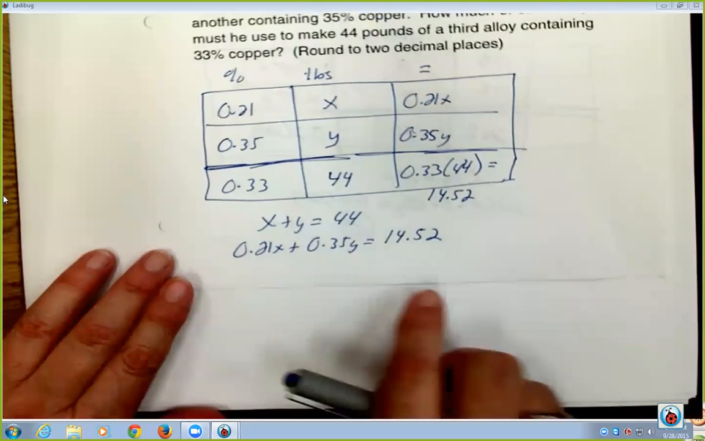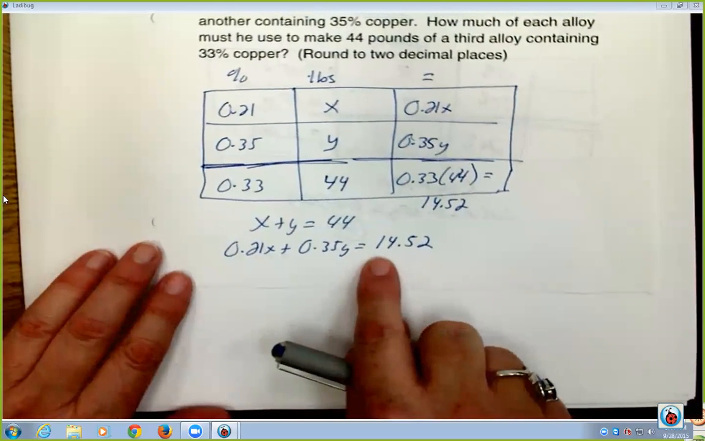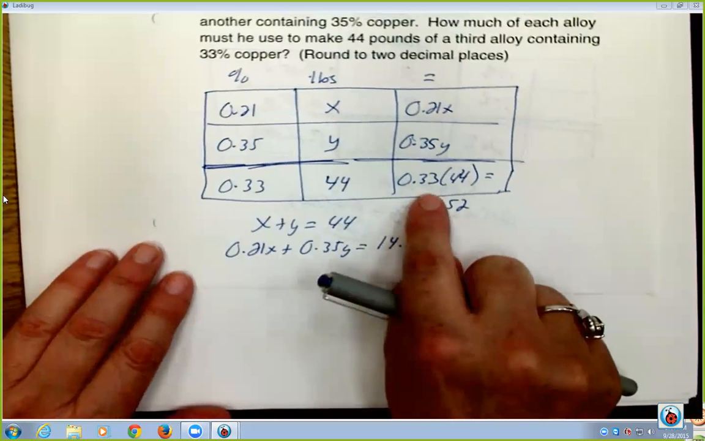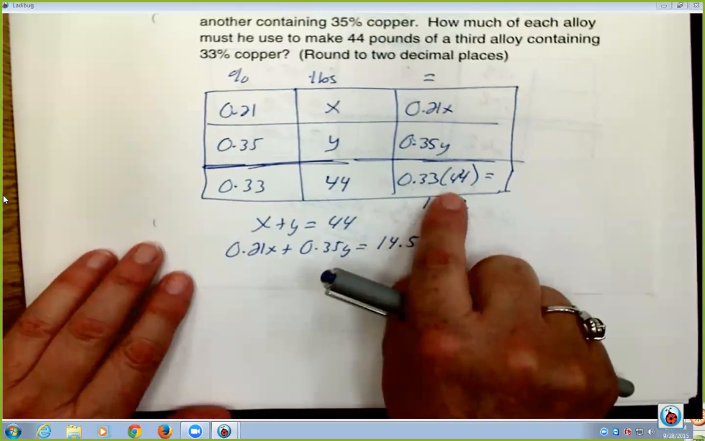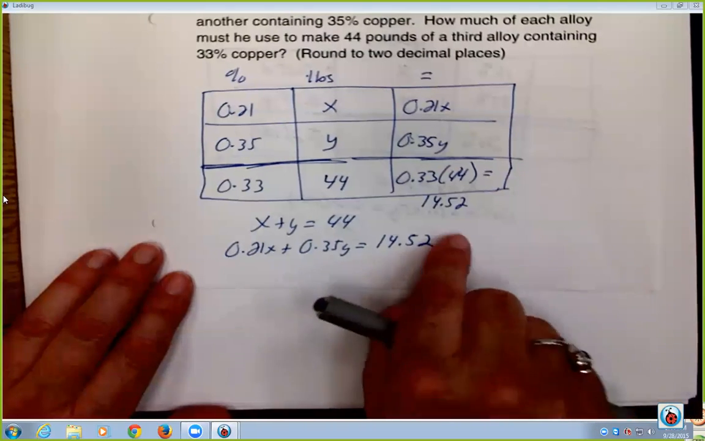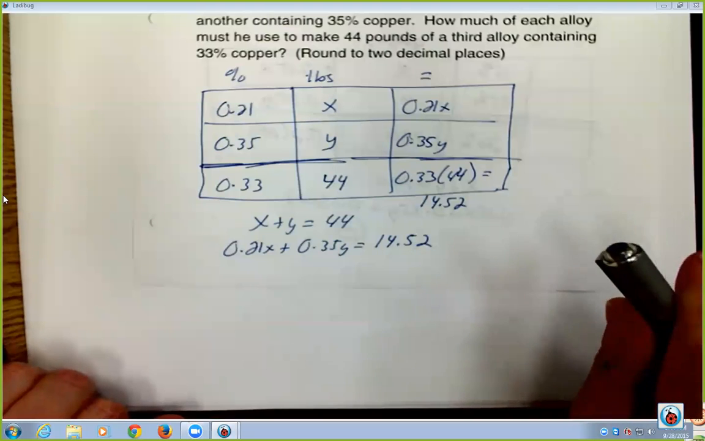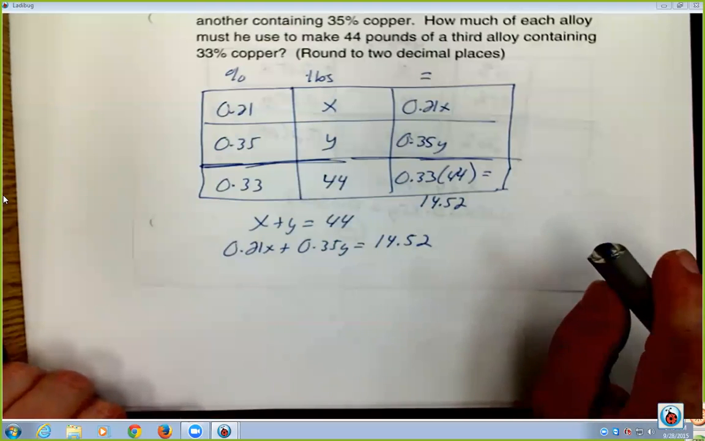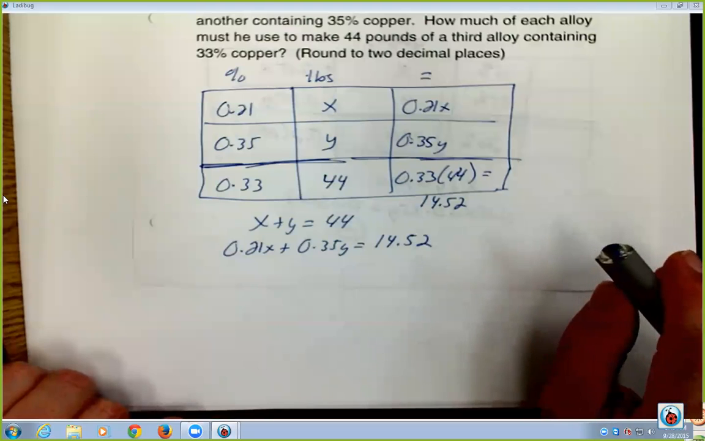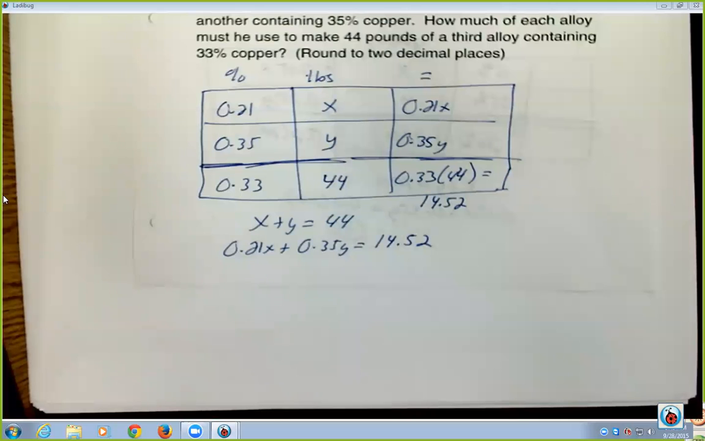On that last one you're working on, what is that last? 14.52, because I took 0.33 times 44, and I got 14.52. And I have to pad back to put it in my calculator. You good now, Jay? Yeah. Okay, good.